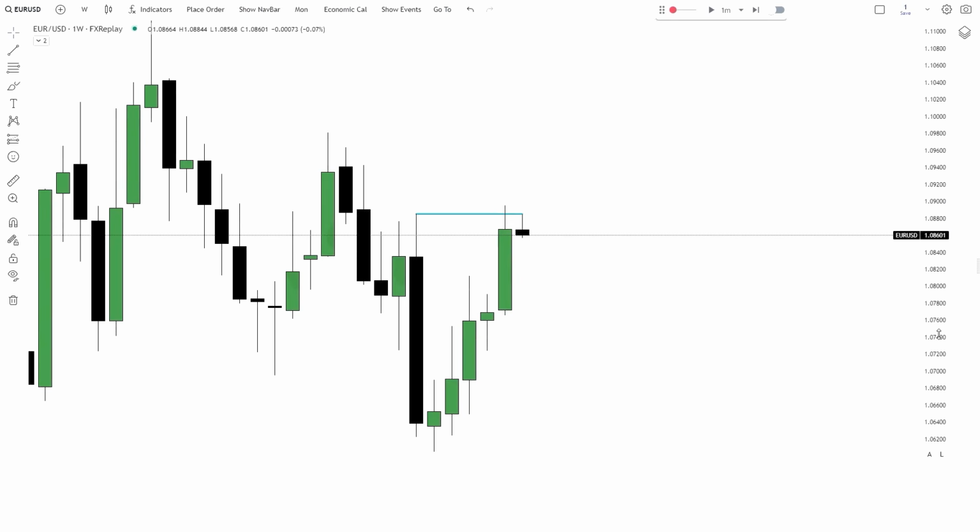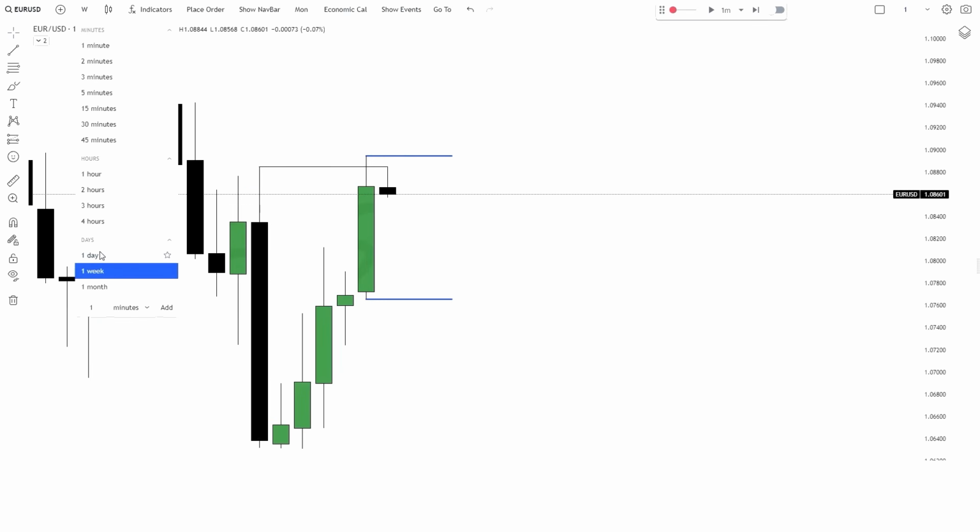Next, we need to look at what's inside this big candle. This is a weekly time frame. Let's mark this as our potential future range. And then we'll break down the structure inside this candle.